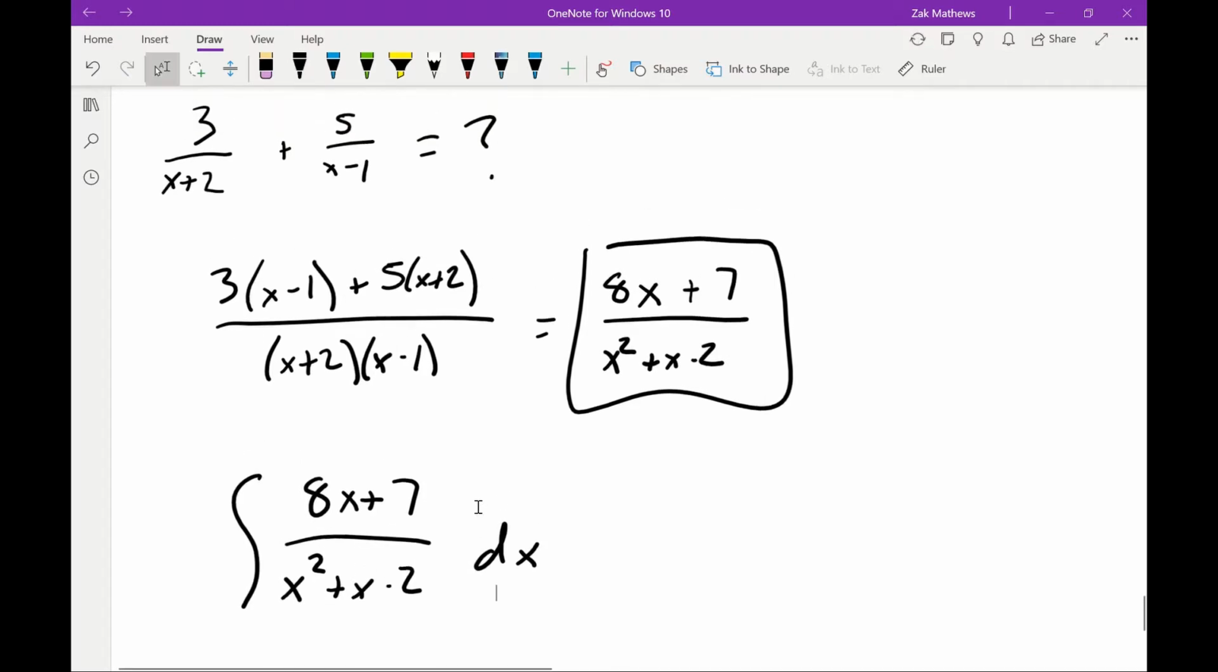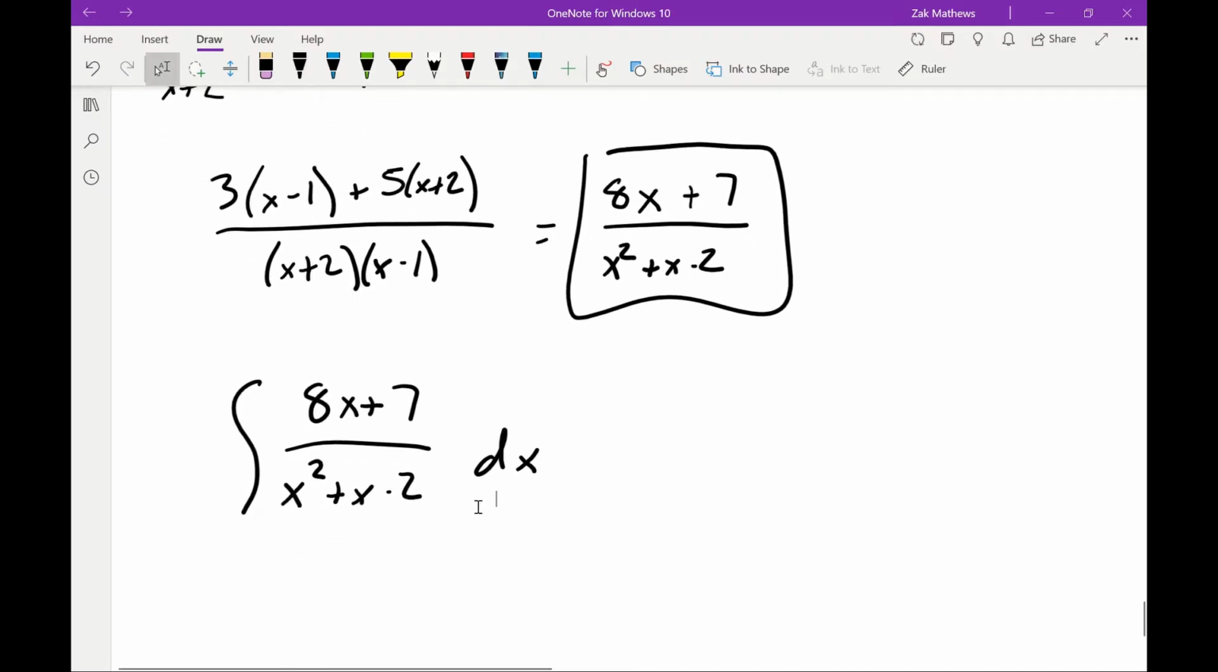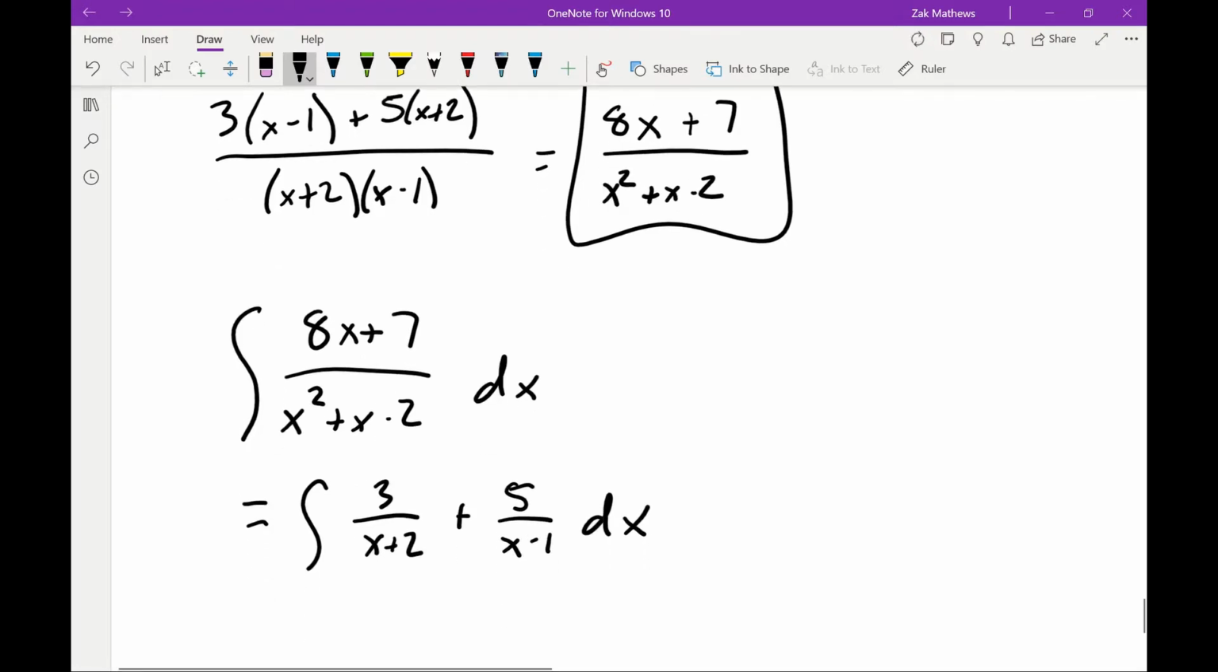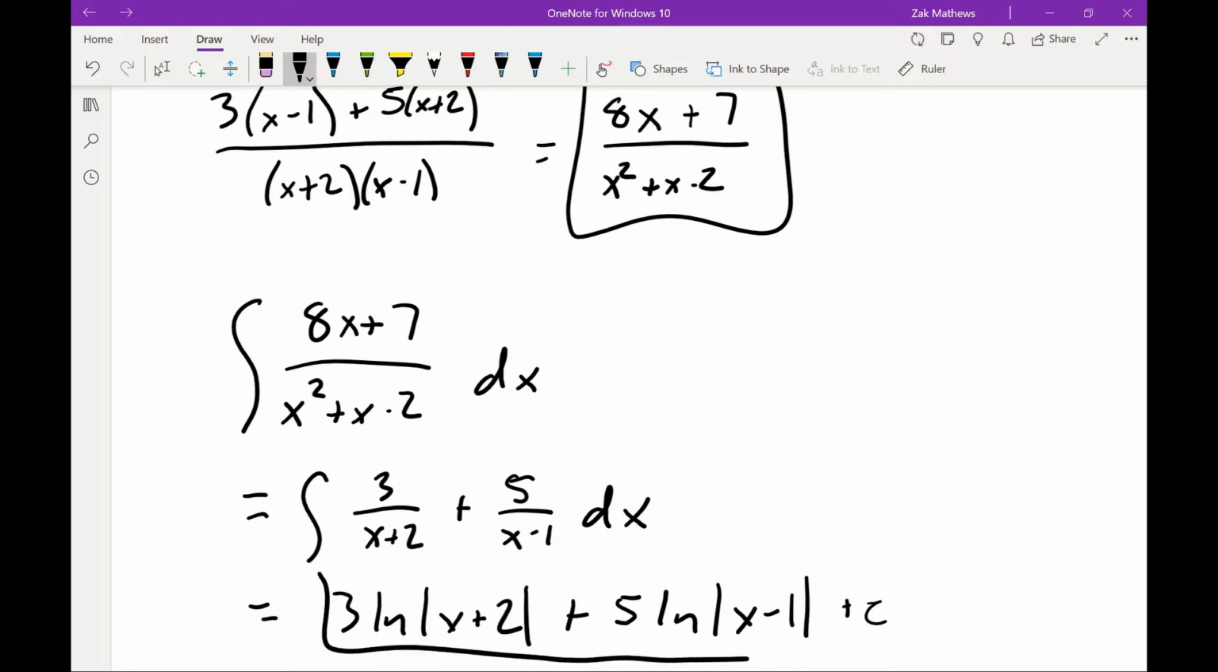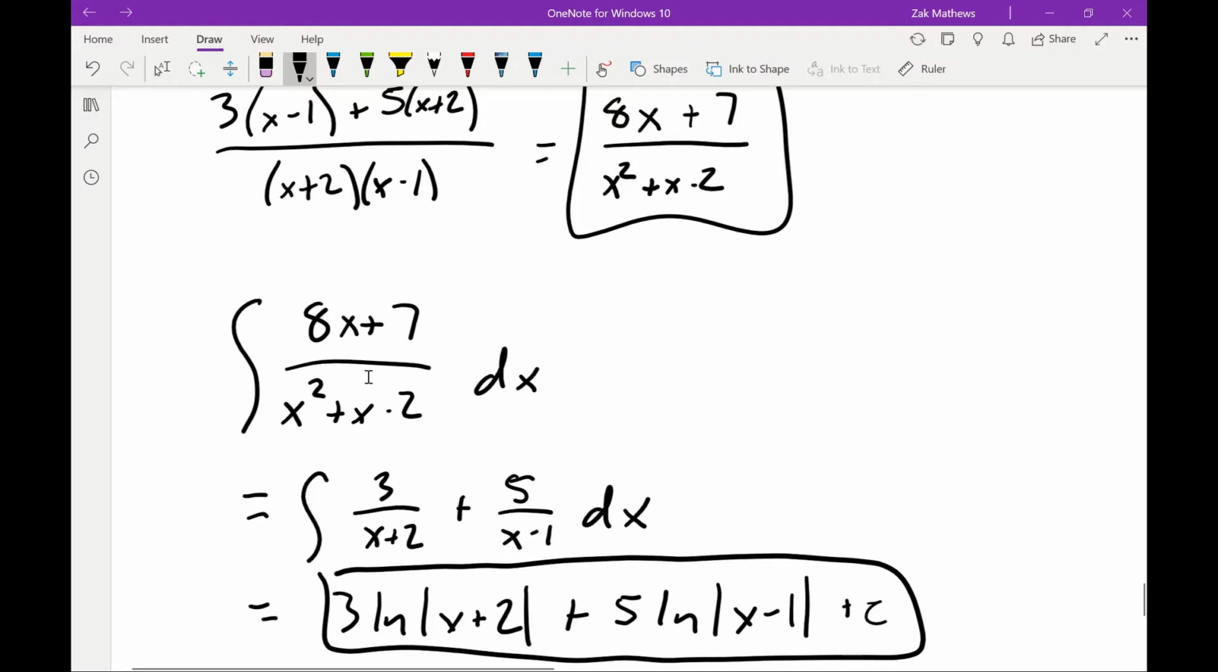But notice what we started with, right? We know that this fraction is really equal to the integral of 3 over x plus 2 plus 5 over x minus 1. Well, both of those things can be integrated very easily. We would have 3 natural log of the absolute value of x plus 2, plus 5 times the natural log of the absolute value of x minus 1, plus our c. So if we can take those more complex fractions and break them down into their more simple components, what they were before they were ever added, that would make our integration easier.